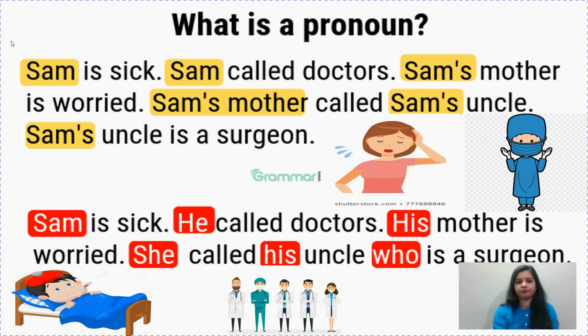Or children, see here. Two sentences are given here. Sam's mother called Sam's uncle, full stop, and it is written here Sam's uncle is a surgeon. But we have converted it into one sentence. She called his uncle. His uncle means Sam's uncle. Here it's written Sam's uncle, but instead of it we have written who is a surgeon. We will learn different kinds of pronouns here, then we will get to know why we have written he, she, his, who. So let's proceed further.